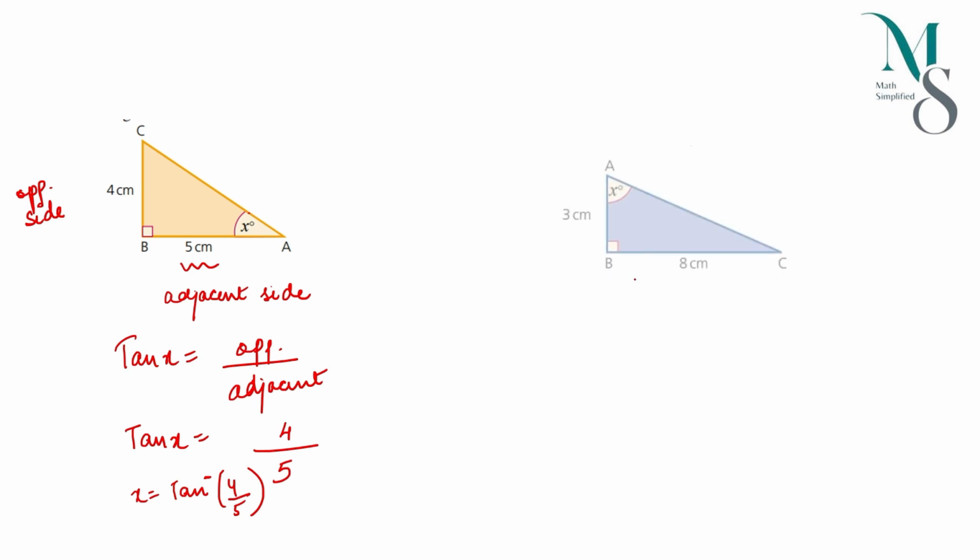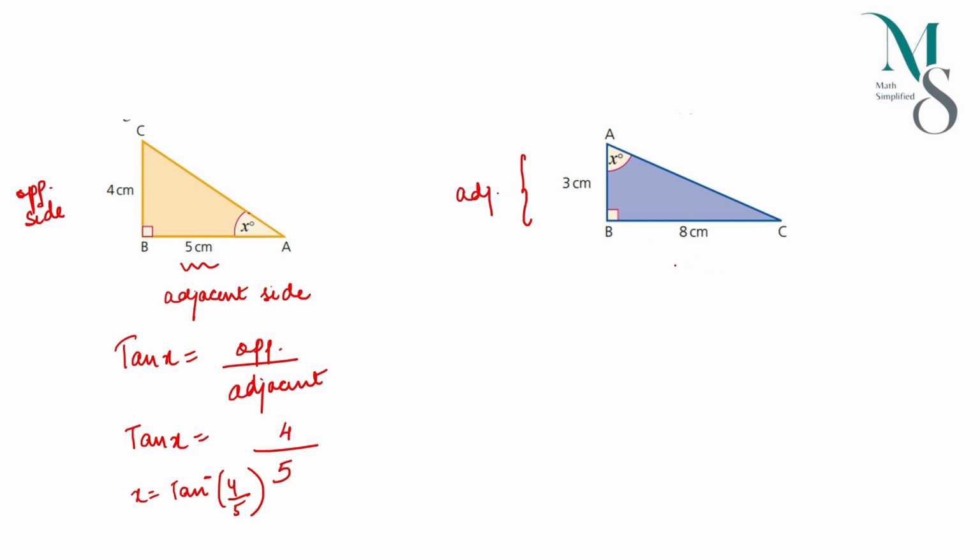Now let's do another question. We have to find out the value of x in this question. Here angle A is x degrees. What is the adjacent side? This is the adjacent side, because we are referring to angle x, which is angle A. So this is the adjacent side, and this is the opposite side.